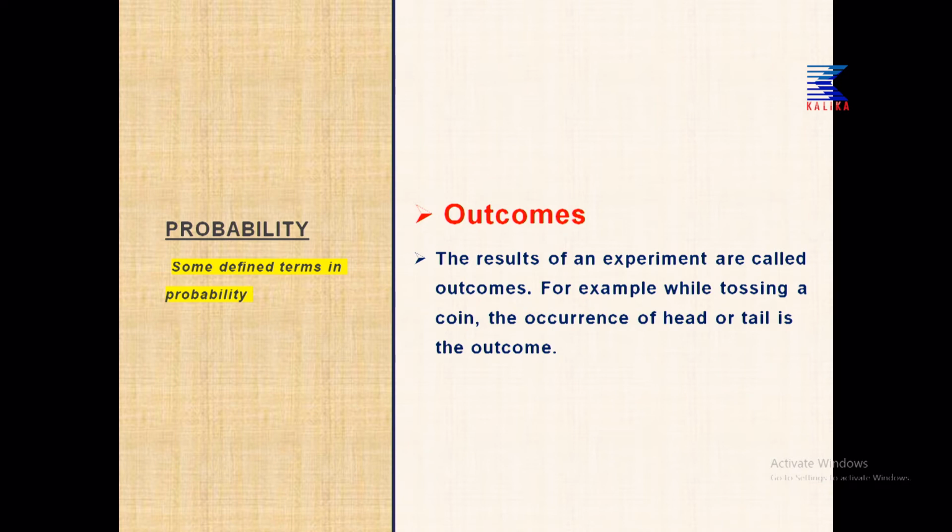Similarly, in the next slide you can see outcomes that I have already told you. In the case of a coin, while tossing a coin, the occurrence of head or tail is the outcome. Similarly, in the case of dice, when we roll a dice, the occurrence of 1, 2, 3, 4, 5 and 6 at the top surface of the die is known as outcomes.